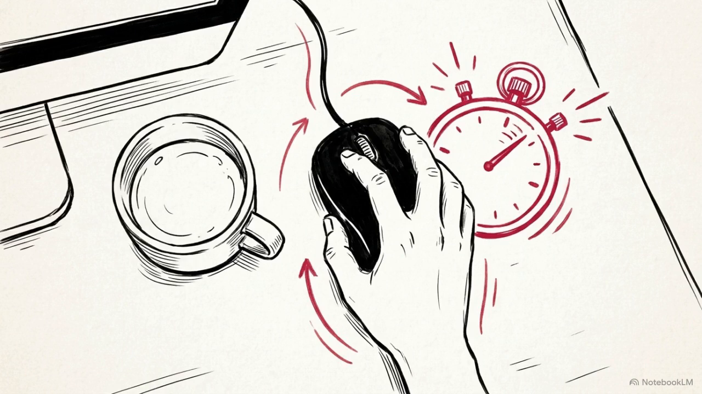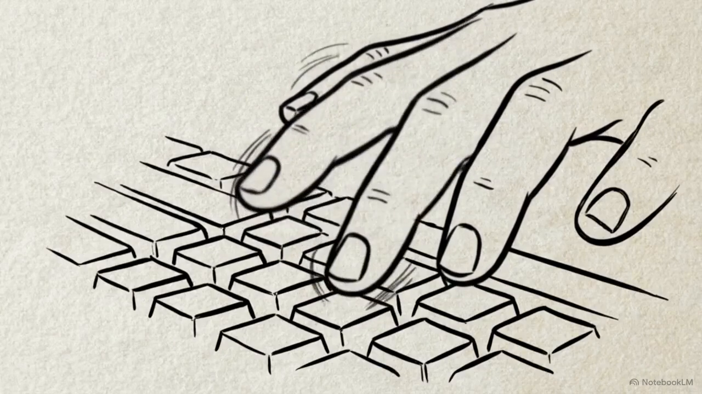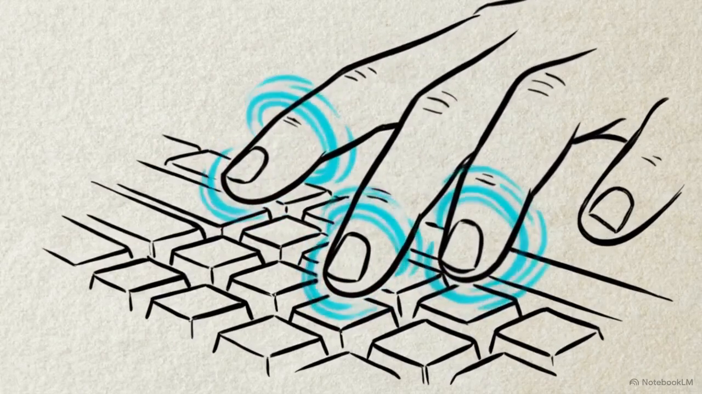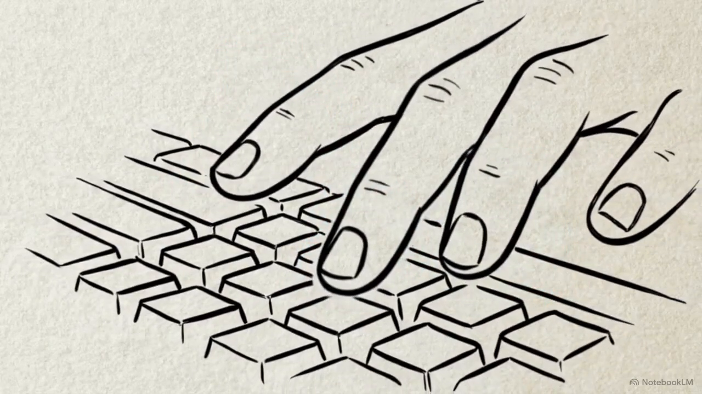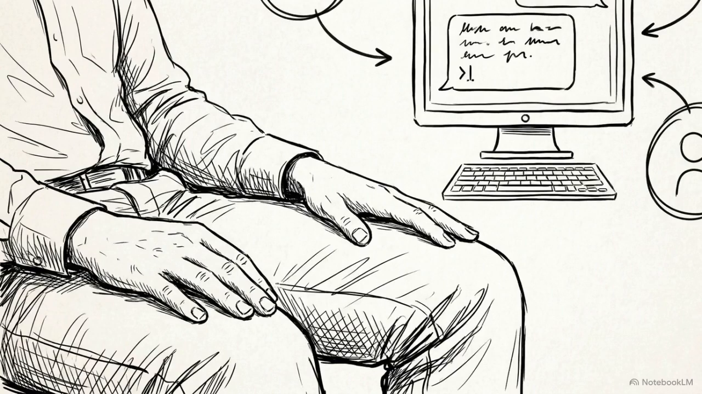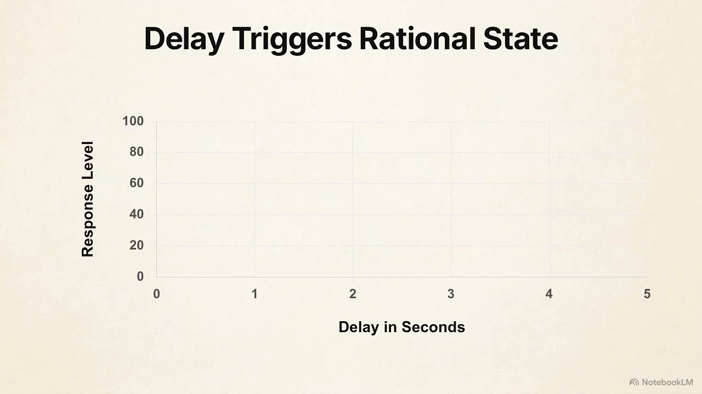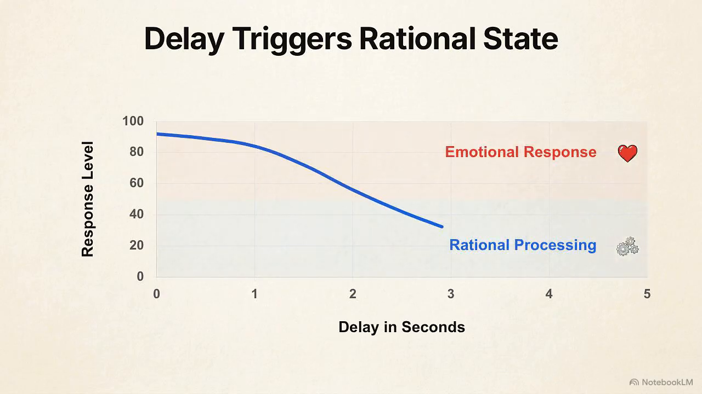Defense against a cyber threat begins the moment you identify that a request is rushing you. Step 1 is the pause. This is a deliberate, physical cessation of all interaction with your device the moment you feel pressure to act. This delay breaks the loop of artificial urgency. Taking your hands off the keyboard allows your brain to transition from an emotional response to a rational processing state.